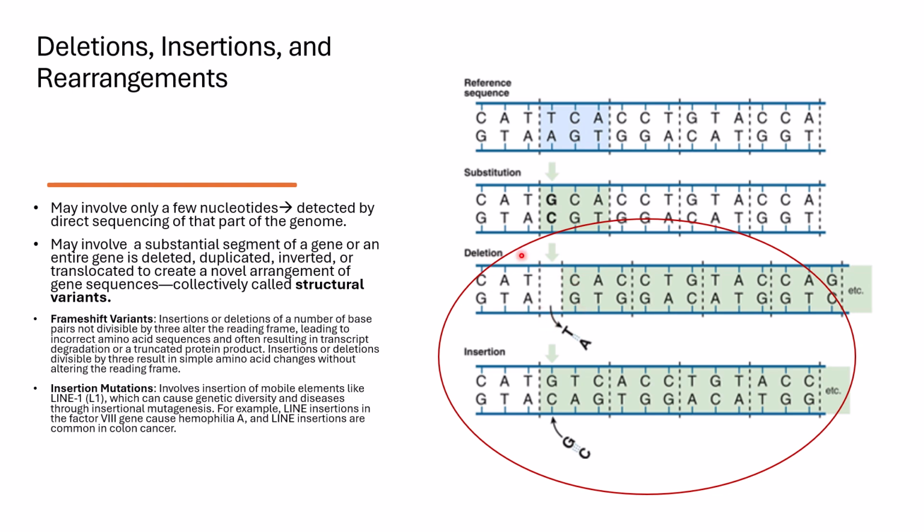It is not a multiple of three. What happens here is that if you lose 3 base pairs, that will affect one amino acid and will not affect the entire sequence. But if you lose 1, 2, or 4, that will cause a frameshift, and that frameshift will result in the transcript of degraded or truncated protein products.